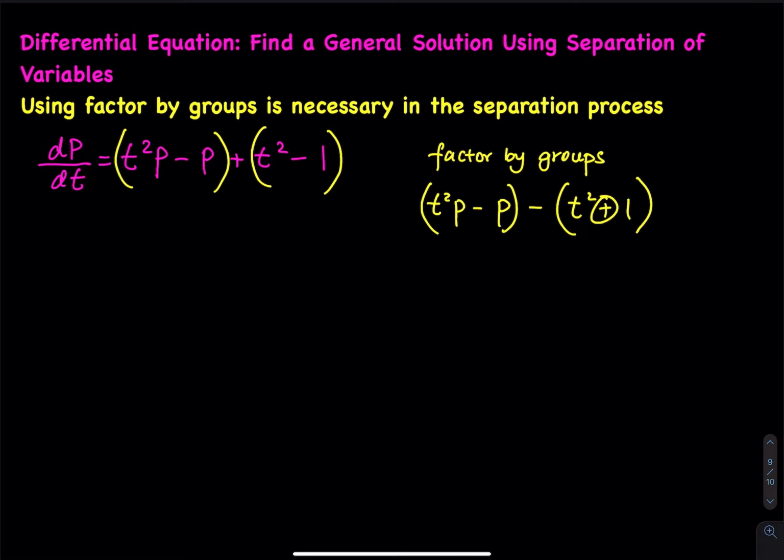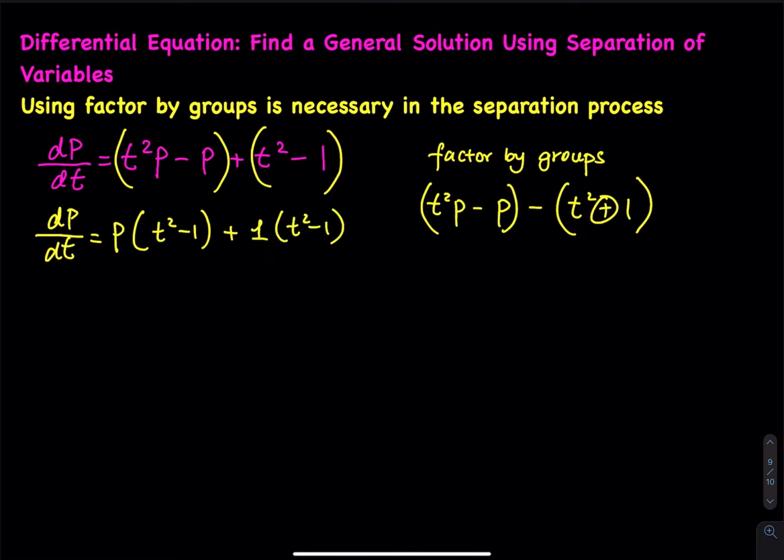So this one, how do we do factor by groups? For the first parenthesis, I would like to factor out a p. So we have dp dt equals p times t squared minus 1. And then do you see that there is another t squared minus 1? So that means my factor by groups is successful. And then you have nothing to take out, so why don't you just put a 1 right there for our next step?